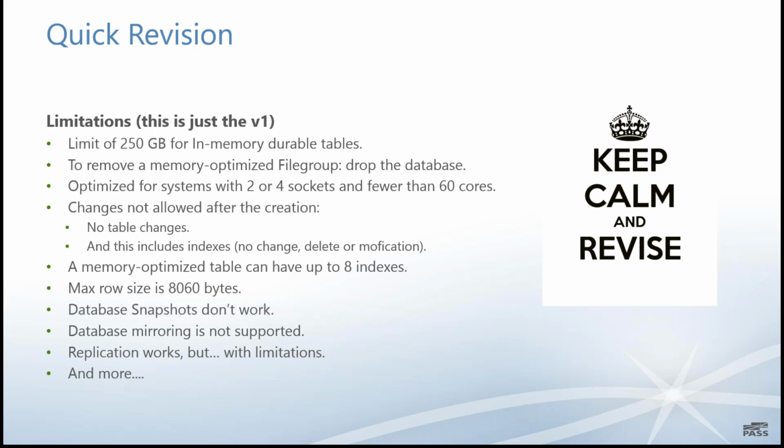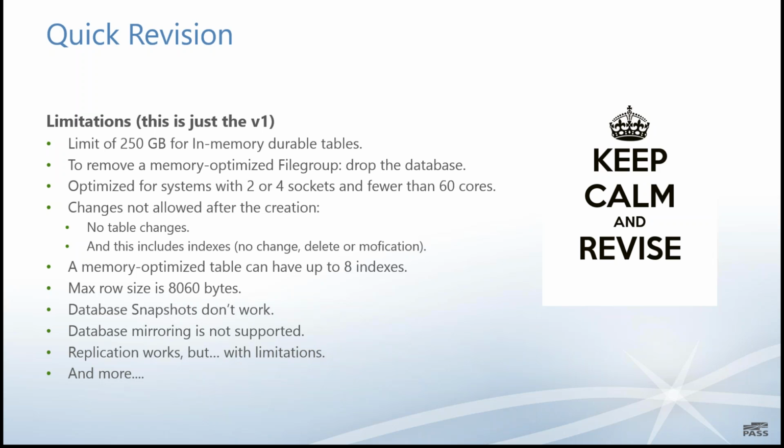I will not go through each item, all the 8 items here, but I will talk about the most important. For example, the limit of 250 tables is something to consider, but you also cannot change the tables after the creation. So when you create a table, you need to create the indexes too, and you need to think a lot before this, because after the creation of the table and the index, you cannot modify anything. This is a limitation of this first version.